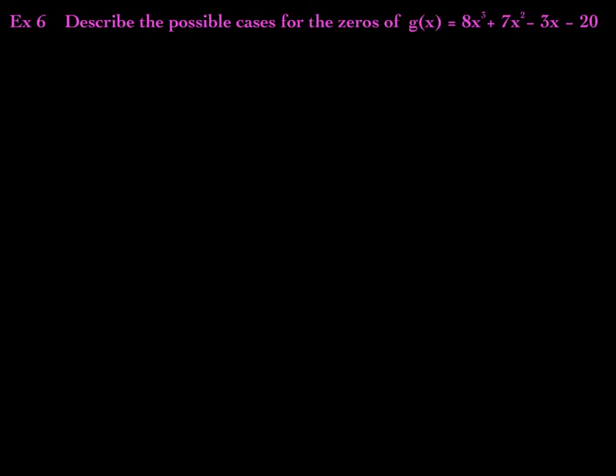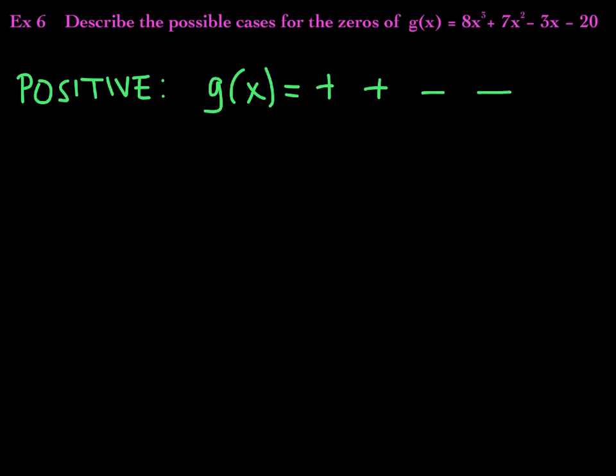All right, let's jump to example 6. Describe the possible cases for the zeros of this function. Okay, let me walk you through what they mean by this. Let's determine, using Descartes' rule of signs, the number of possible positive real zeros. Now, the way we'll do this is by counting the sign changes. I see positive, positive, negative, negative, right? So when I count the sign changes, I only count one sign change. So there will only be one positive real zero.